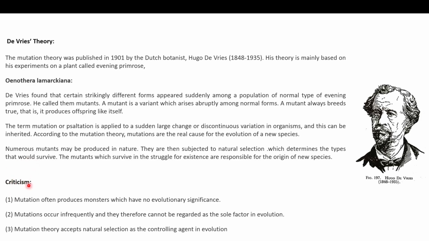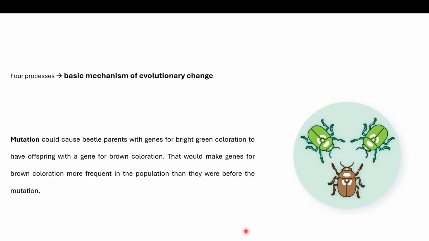The criticism was that mutation often produces monsters which have no evolutionary significance. Mutations occur infrequently, and therefore they cannot be regarded as the only factor in evolution. And the mutation theory accepts natural selection as the controlling agent in evolution.